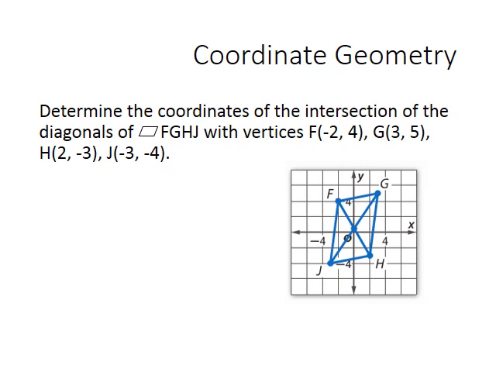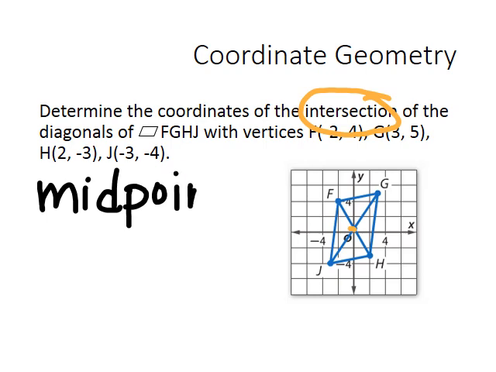Alright, we want to determine the coordinates of the intersection of the diagonals. So this point right here, marked in the middle of our graph. Where do the diagonals intersect? Well, what do we know about the diagonals of a parallelogram? They bisect each other. They cut each other in half, which means the intersection is going to be at the midpoint of each diagonal. So all we have to do is pull out our handy midpoint formula.